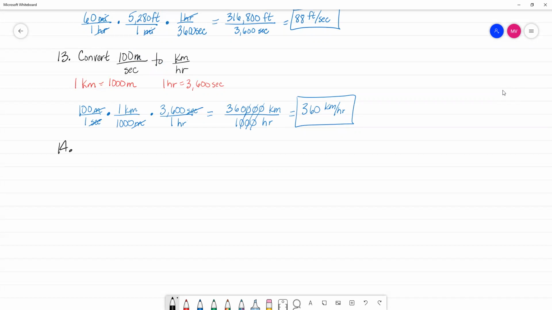Number 14, we have $27.50 for 11 gallons of gas. So how are we going to express the unit rate if we're talking about a payment for an amount of gas? Dollar per gallon. Very good. So we've got dollar, and what does per mean?